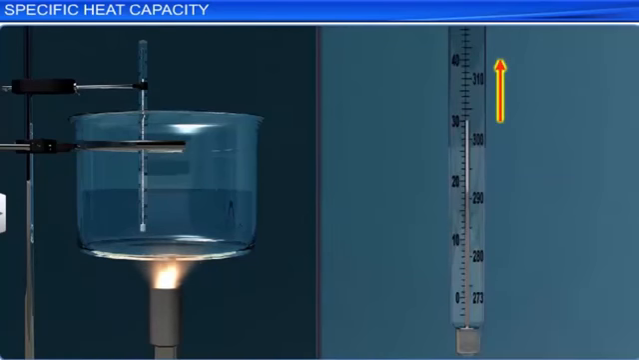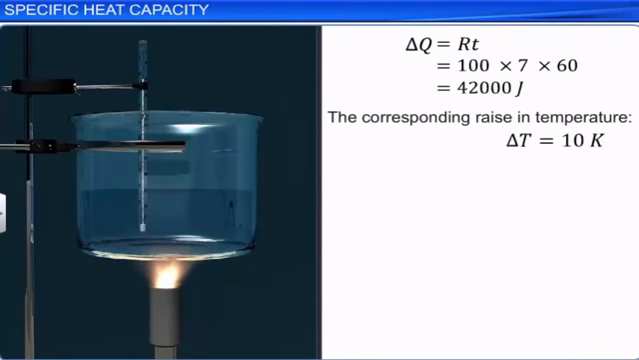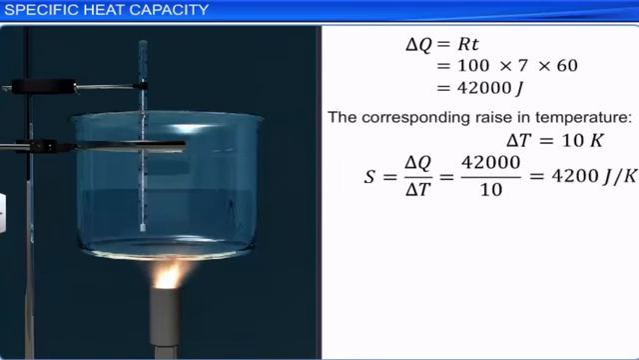In the experiment shown earlier, heat absorbed by the given quantity of water in 7 minutes can be expressed as delta Q equals R T. Substituting the values of R and T, we get delta Q equals 42,000 joules. The corresponding rise in temperature, delta T, is 10 Kelvin. Substituting the values of delta Q and delta T, the value of heat capacity S is 4,200 joules per Kelvin.